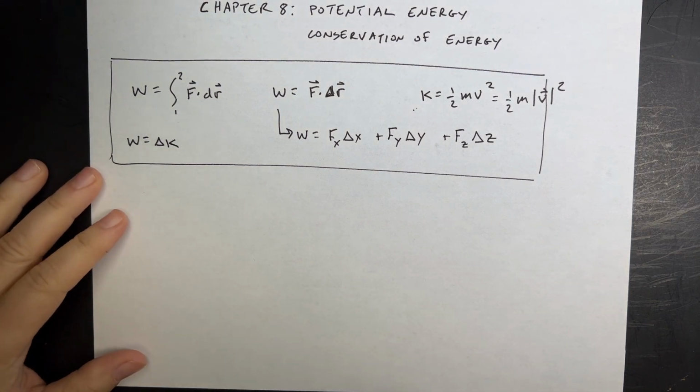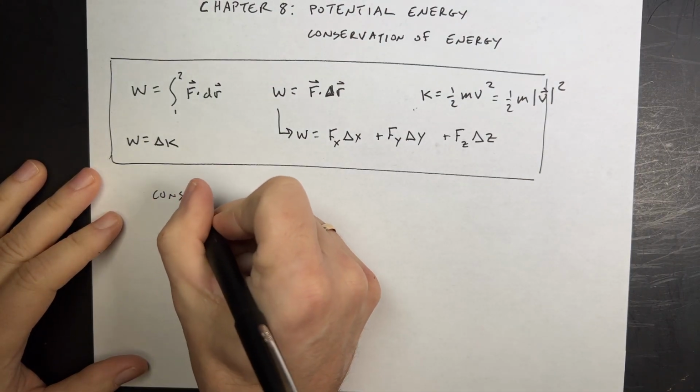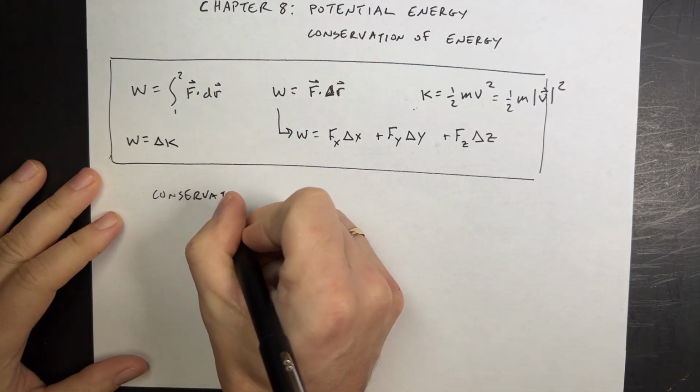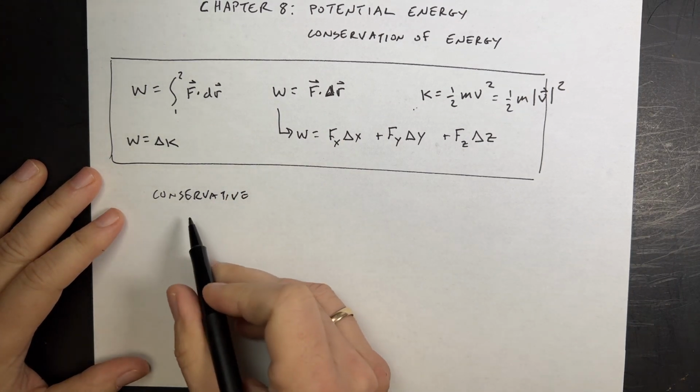The first is this idea of a conservative force. Now we're doing chapter 8 stuff. Conservative. It's hard to spell when you're making a video. I don't know why, but it is.